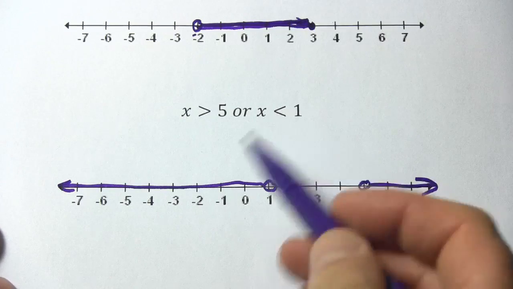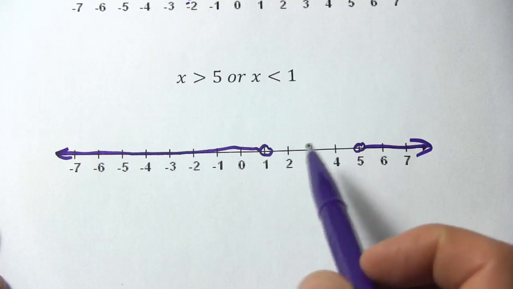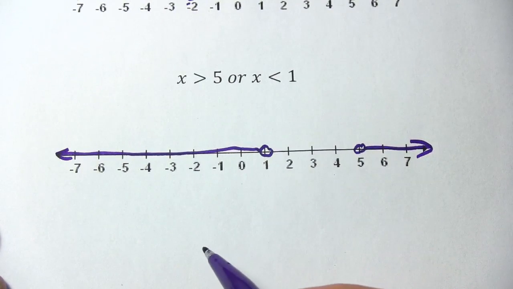With an or, you can go ahead and just graph both of them because it's not where they overlap. You want to show both of them on the graph.